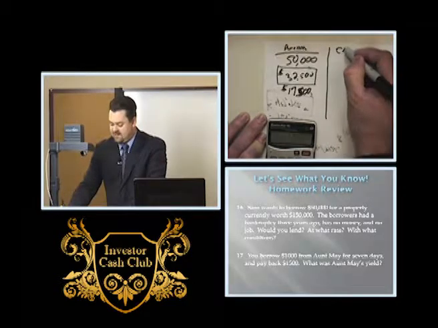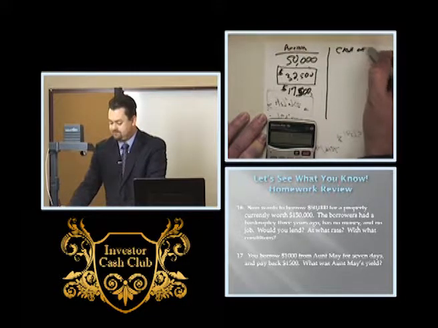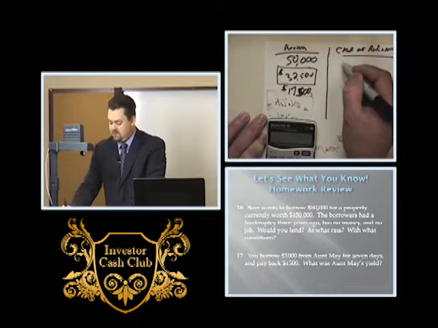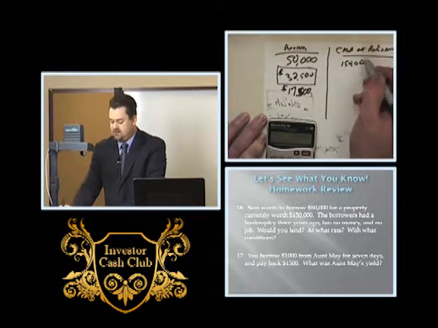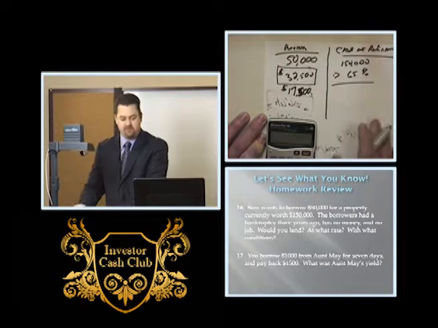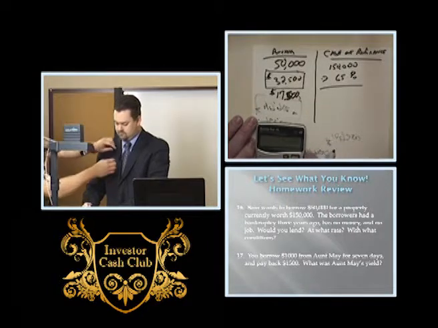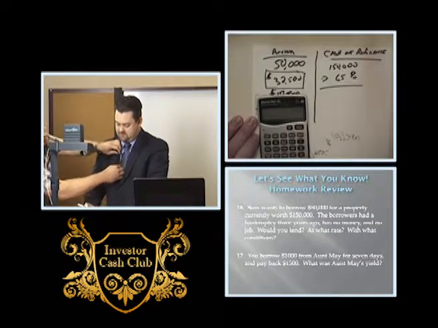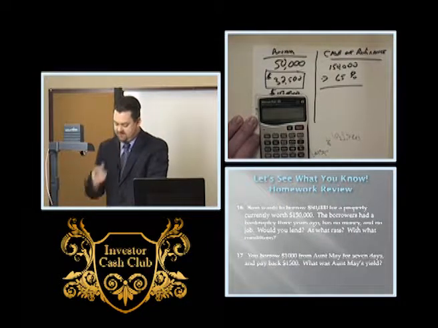However, if this is a cash out refi, and it's worth $150,000, on a cash out refinance we can lend 65% of the $150,000 price. So we're at $150,000 times 65%.